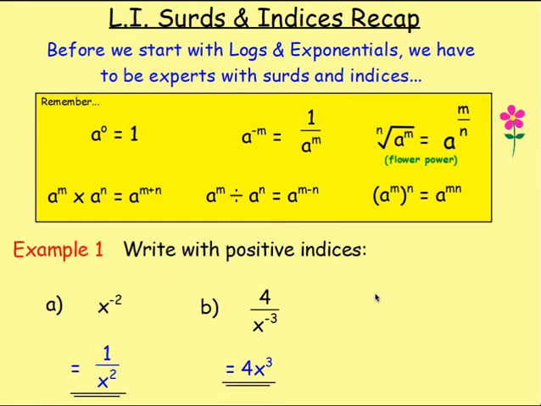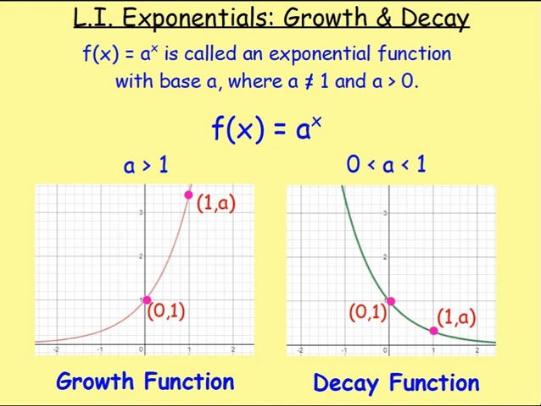So before we moved on to logs and exponentials, I threw in this lesson. Surds and indices, a recap from National 5, something that you needed to be absolutely fine with before you moved on to this part of the higher course. These are your index rules from National 5, including flower power, and if there's anything you're unsure of, look back to that lesson, try those questions, make sure that you are okay before you move on.